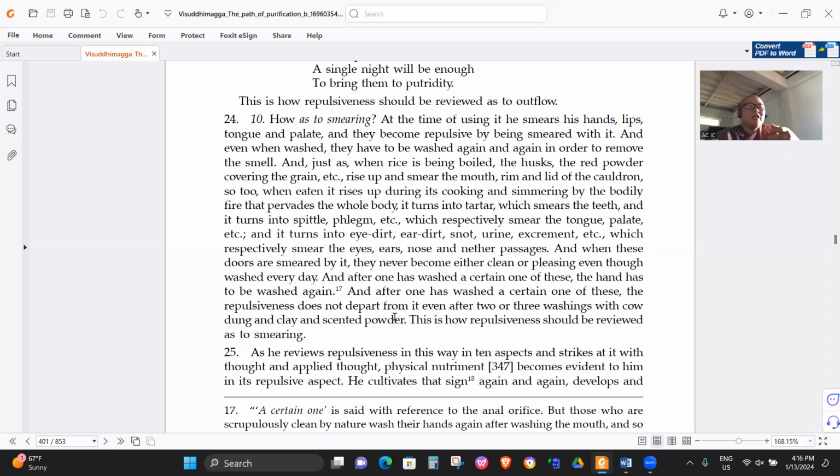Before eating, if you touch the food, you also need to wash your hand. You notice that it's really true, no? After you get the food, you need to wash it. After that, sometimes you get a smell, you need to wash it again. So after eating, you need to wash it. Before eating, you also need to wash it.